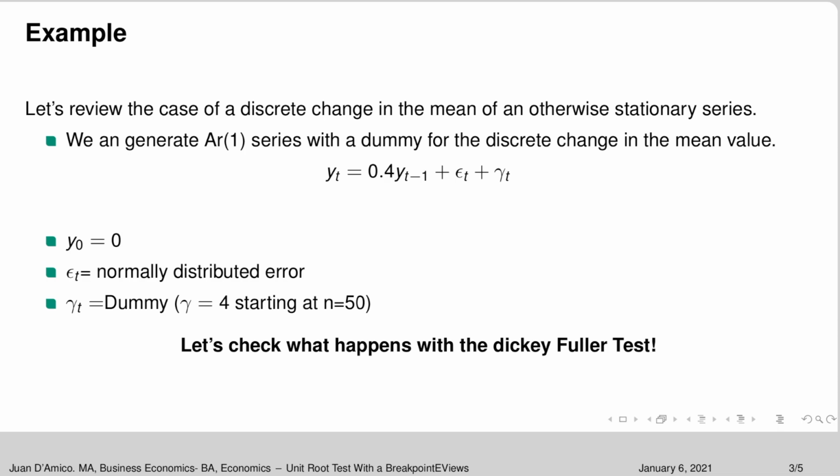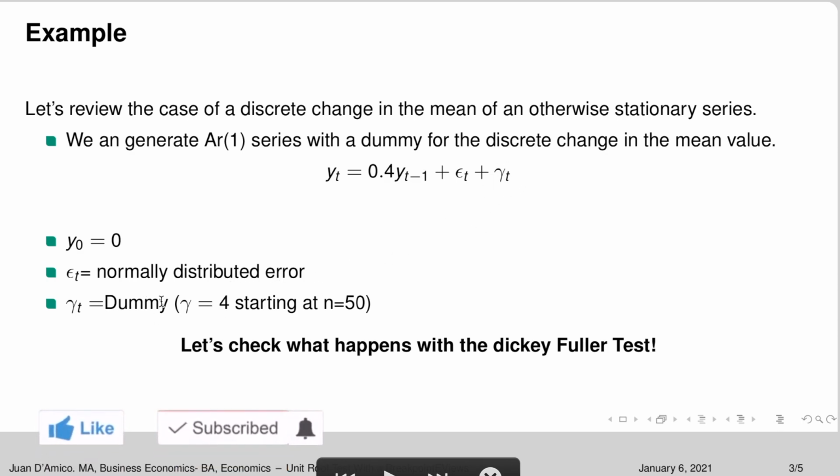We are going to review the case of a discrete change in the mean of an otherwise stationary series. In Eviews we're going to generate an AR1 series, which is a stationary series, with a dummy variable for a discrete change in the mean value. So we are going to have the variable yt with the lagged value of yt, so that would be yt minus 1. We would have a normally distributed error, and this gamma here would be the dummy variable, which is going to be equal to 4 starting from observation number 50 onwards.